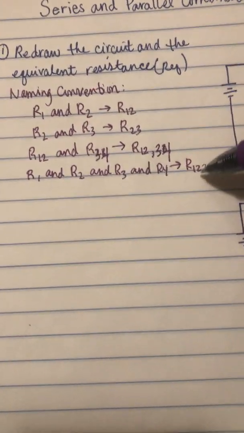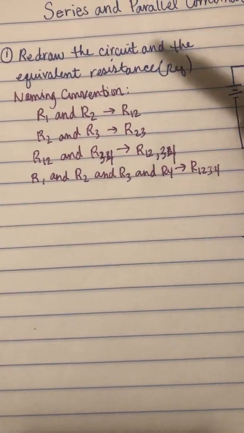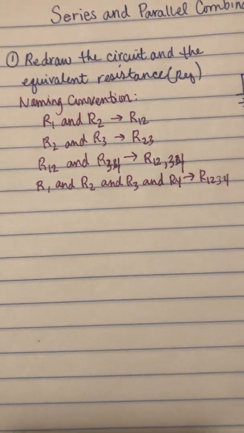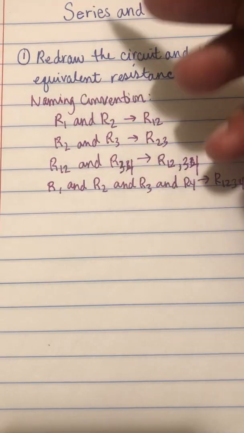Now, let's say we combined R1, R2, R3, and R4 in series. So we have R1 and R2 and R3 and R4. This would be R1234. Peep the difference. R1234 is when we add all these in series. But let's say we added 1 and 2 in series and 3 and 4 in series, but they're both parallel with each other. That will be R12, comma, R34.